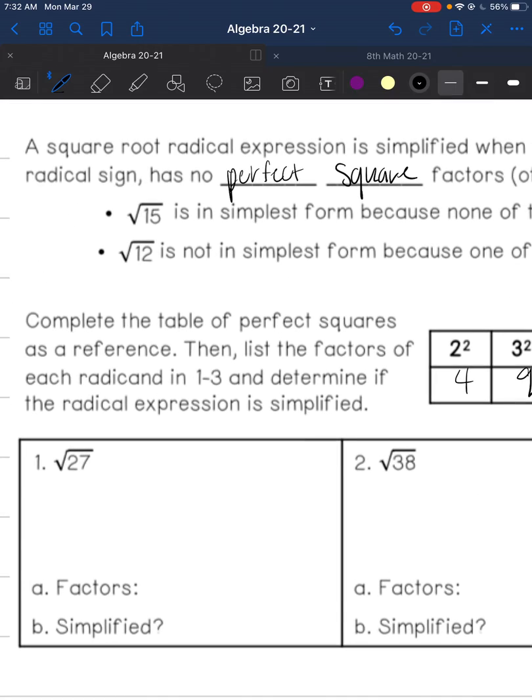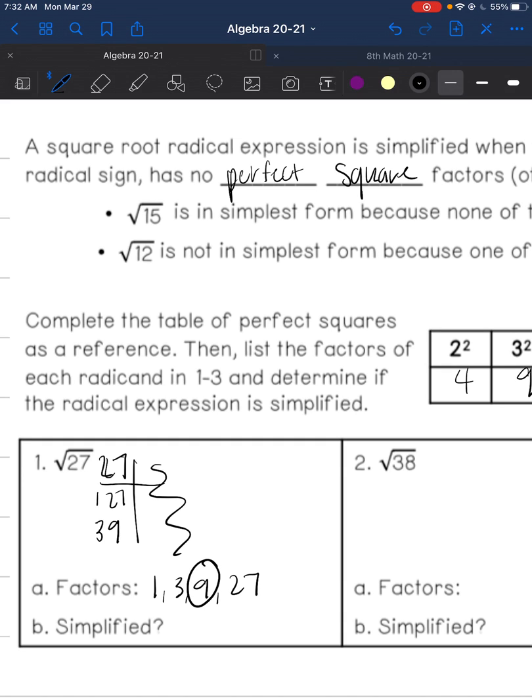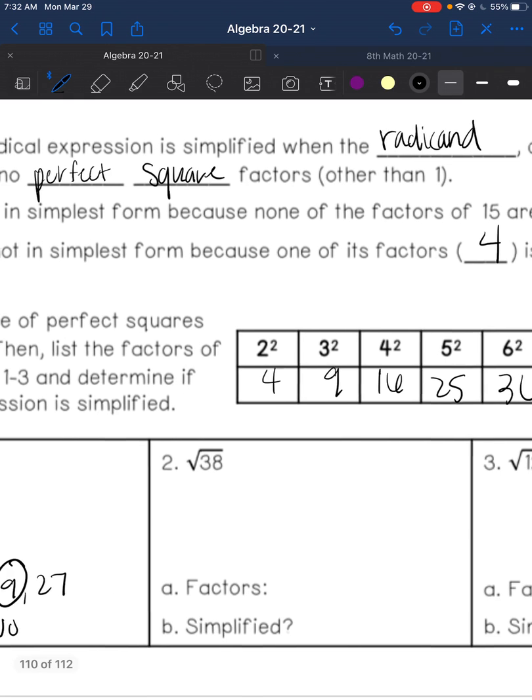So we're going to look at our factors and determine if each is simplified or not. We're not actually going to simplify yet. Factors of 27, if you want to do your T-chart like we did: 1 and 27, 2 no, 3 and 9. So our factors are 1, 3, 9, and 27. I know for a fact that it's not simplified because 9 is a perfect square.